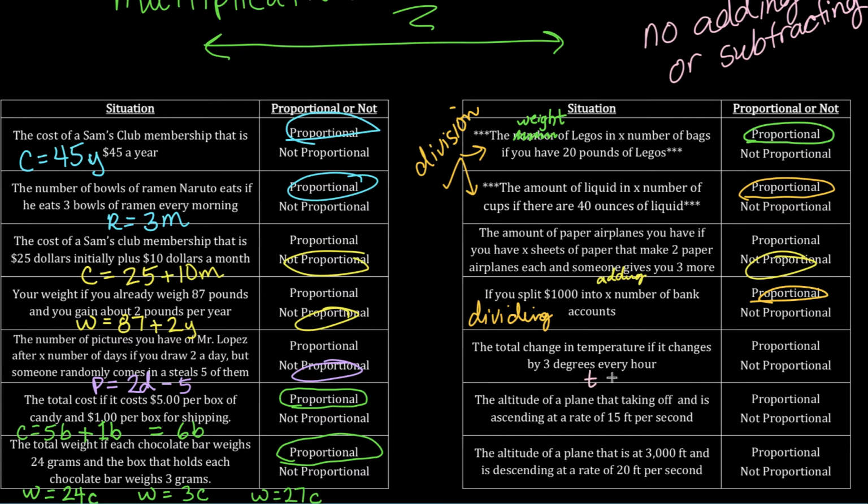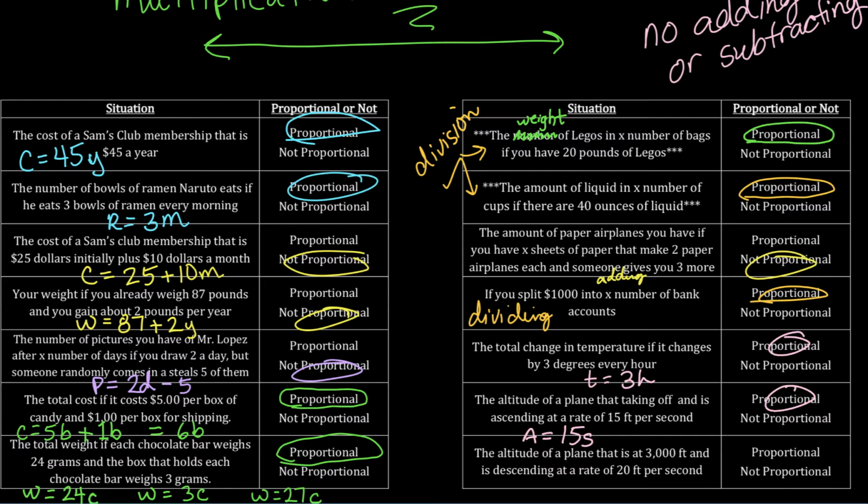Total change in temperature if it changes by 3 degrees every hour. So the temperature goes down by 3 degrees every hour. So multiplication. Or you can just say the temperature changes by 3 degrees every hour. So we'll say proportional. The altitude of a plane that is taking off and is ascending at a rate of 15 feet per second. So the altitude starts at 0 because you're not anywhere, but then you rise at 15 per second. So that's proportional.